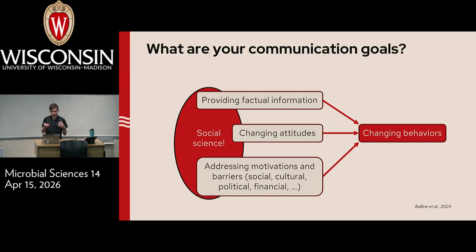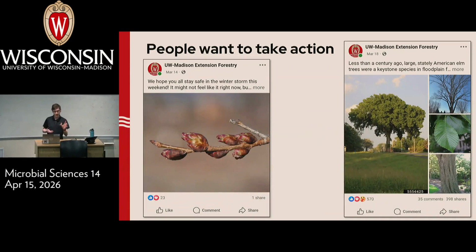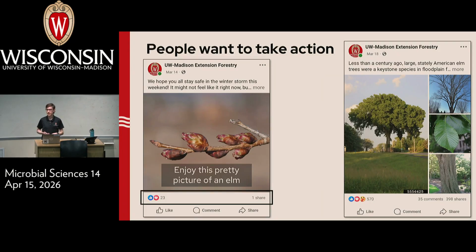And so I think a lot of what I'm going to talk about today ties in really well with last week's Colloquium speaker about efficacy, because people want to take action. You saw some examples of that last week, and I'm going to share some more. So just as a little teaser, here are two social media posts I put out through Extension four days apart. Both of them are about American elm trees. The one on the left is essentially, enjoy this pretty picture of an American elm tree. I took this photo here in Madison, signs of spring. Okay, great. 23 people like it, one person shares it. About 1,000 or 2,000 people ended up seeing it.